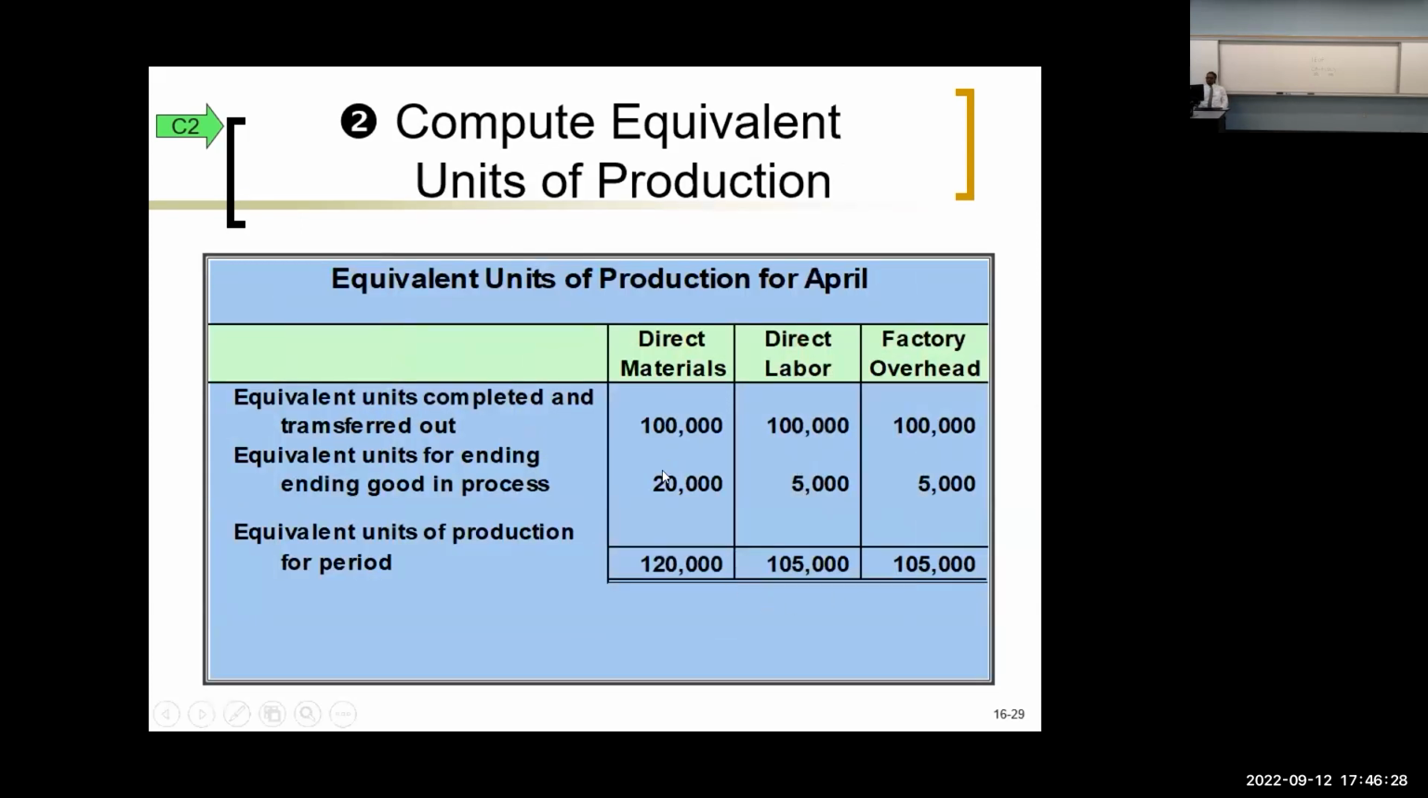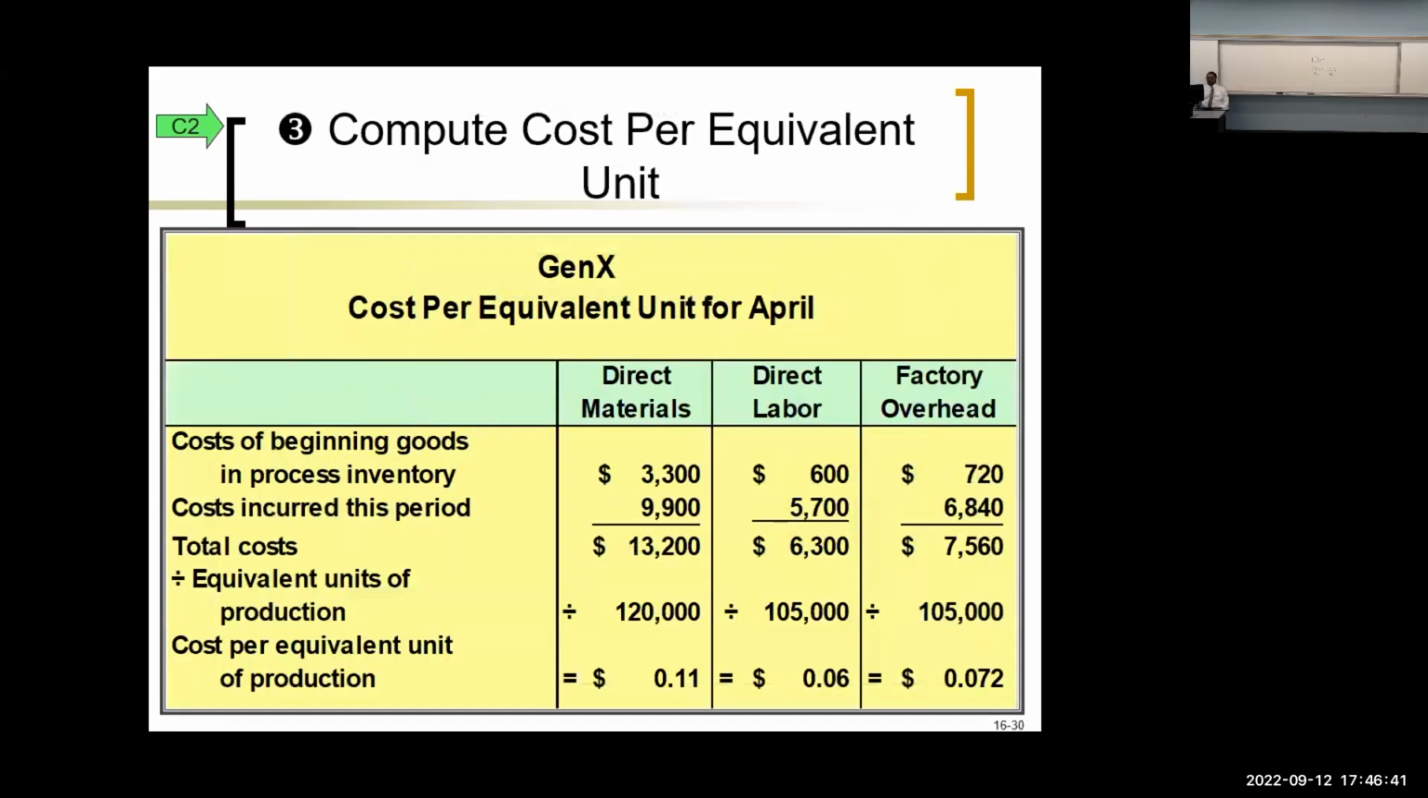So when we look, direct materials has 120,000 units. That's how we're going to calculate it. They have 120,000 EUPs, but direct labor and the factory overhead have 105,000. So now we're going to take that and use it to calculate the cost per EUP.